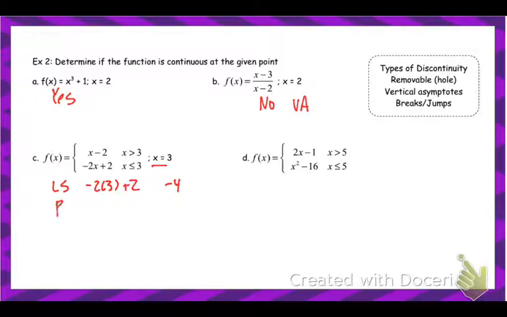The right side of this graph, when x is greater than 3, is going to get really close to the value of 1. So we'd have an open circle when y is 1. So 3, 1 would be an open circle, and 3, -4 would be a filled-in circle.